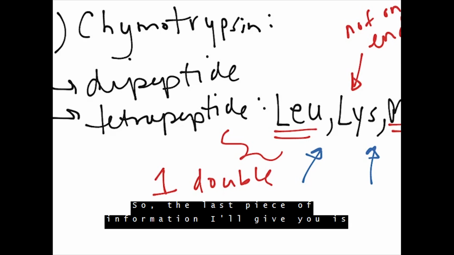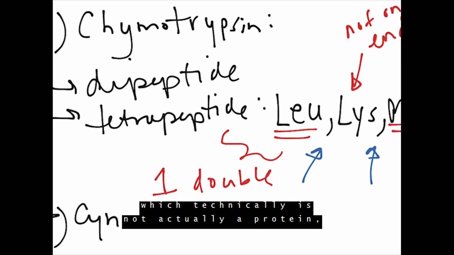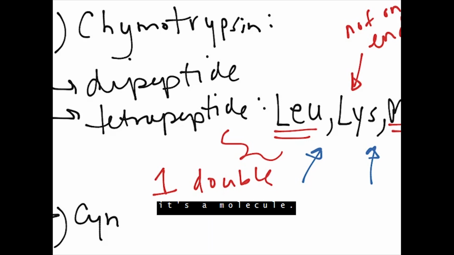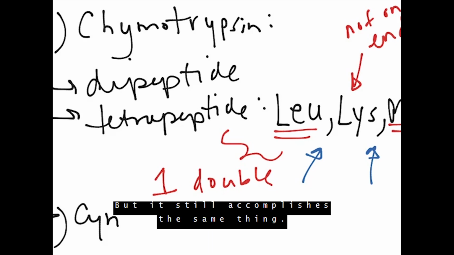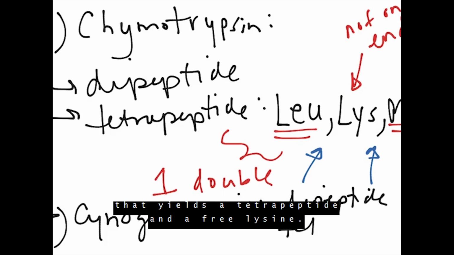So the last piece of information I'll give you is that treatment with cyanogen bromide, which technically is not actually a protein, it's a molecule, but it still accomplishes the same thing. Treatment with cyanogen bromide yields a dipeptide, it yields a tetrapeptide, and a free lysine.